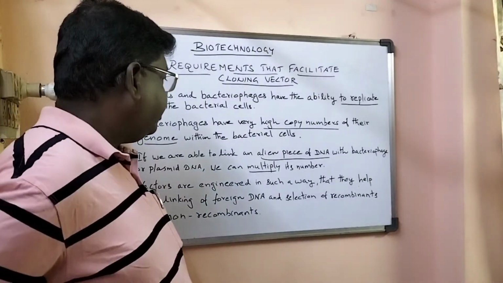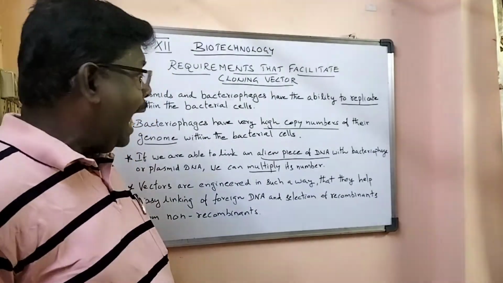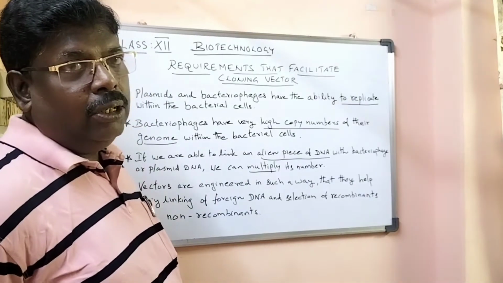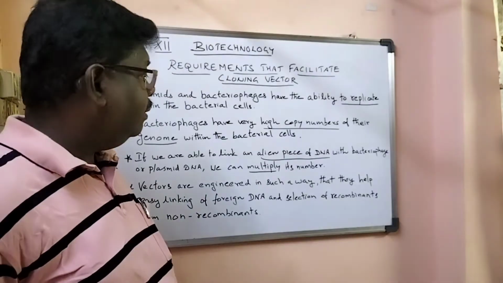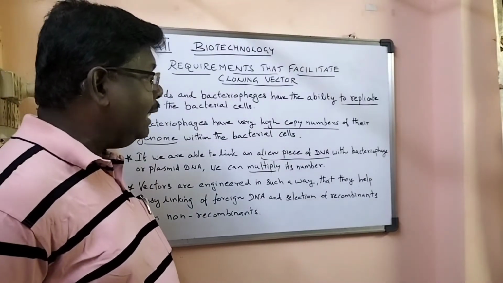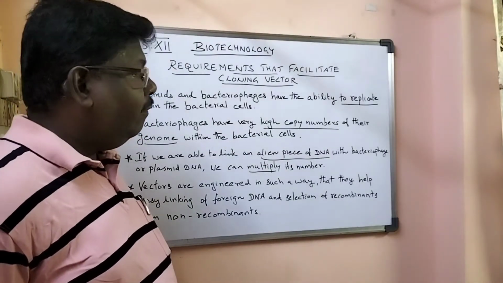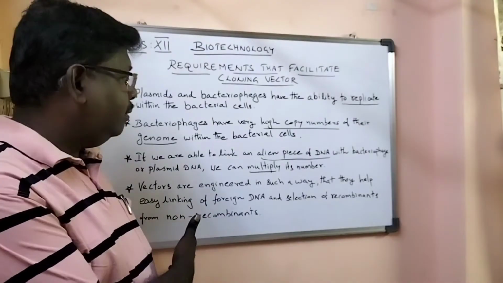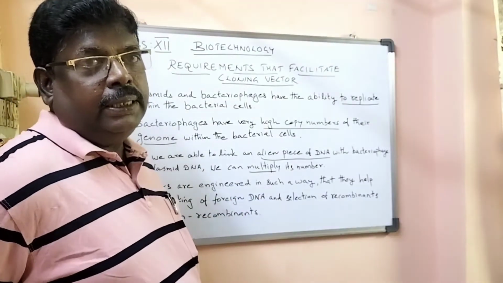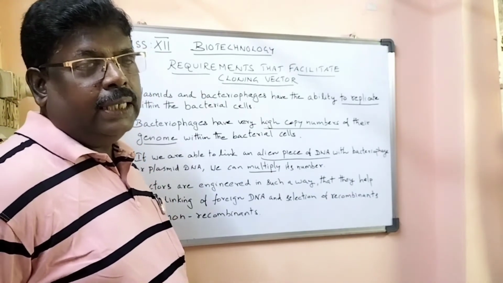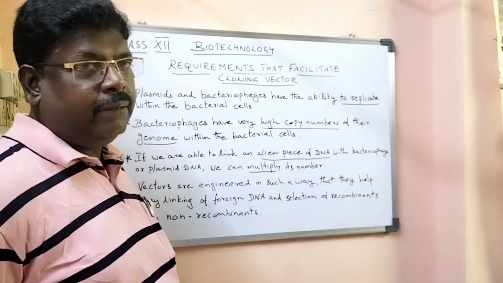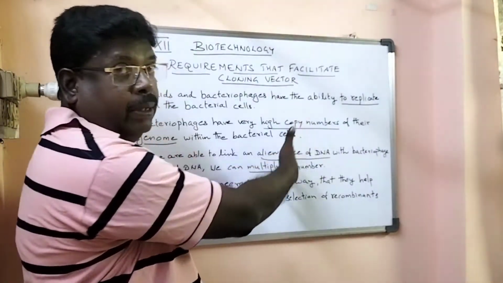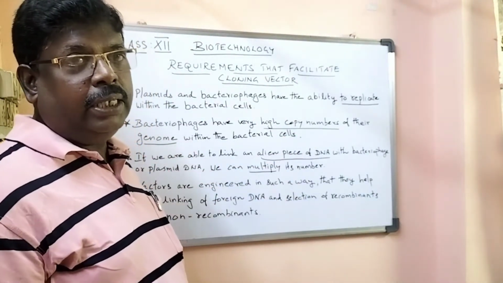Third point, if you are able to link an alien piece of DNA, alien DNA meaning a foreign DNA or a desired DNA, with a bacteriophage or plasmid, we can really multiply its number. As many copies as we can make, we can multiply its number, which can be equal to the copy number of the plasmid.